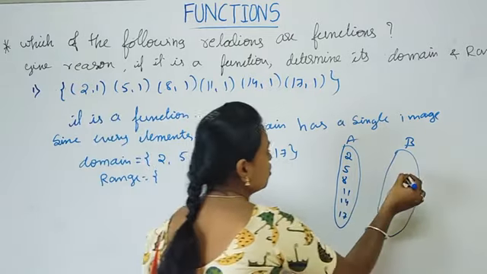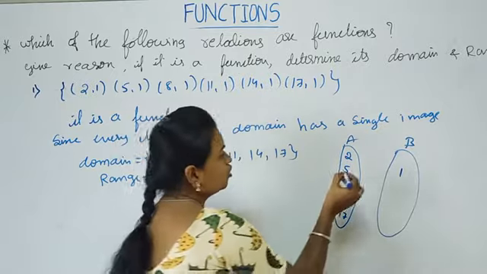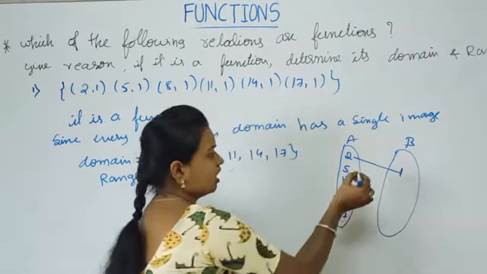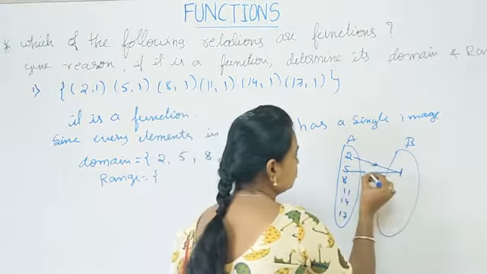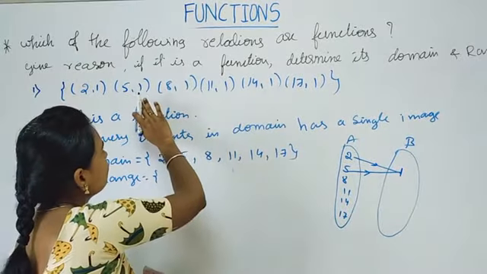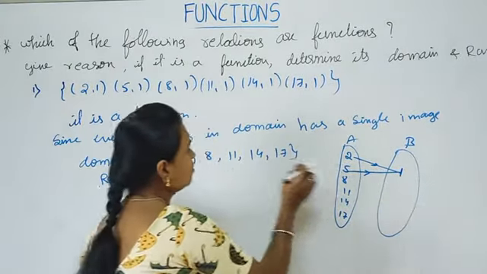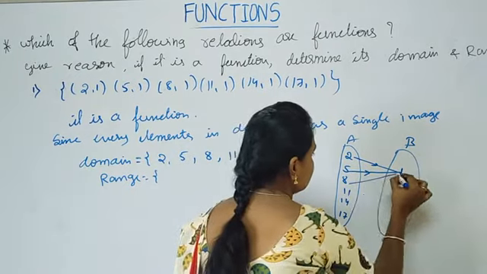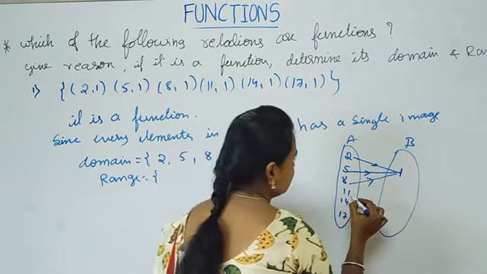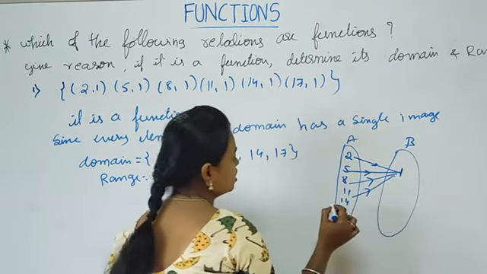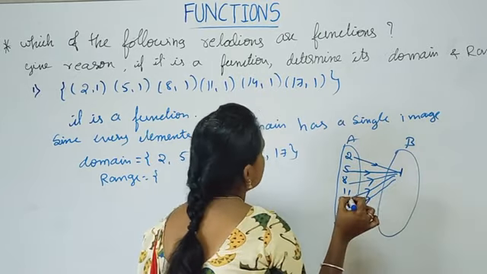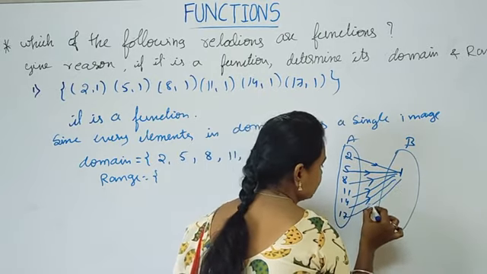Here we have only 1. So observe, 2 is mapped to 1. And here 5 is mapped to 1. 5, 1 means the image of 5 is 1. Similarly, 8 is mapped to 1 and 11 is mapped to 1 and 14 is also mapped to 1 and 17 is also mapped to 1.